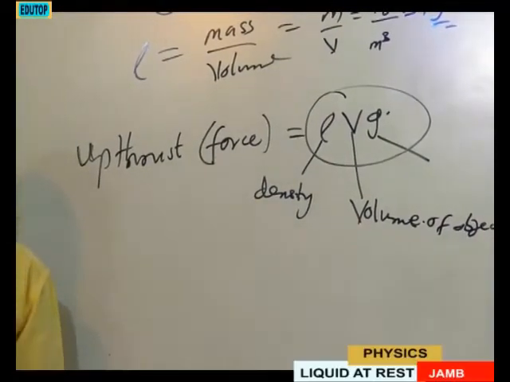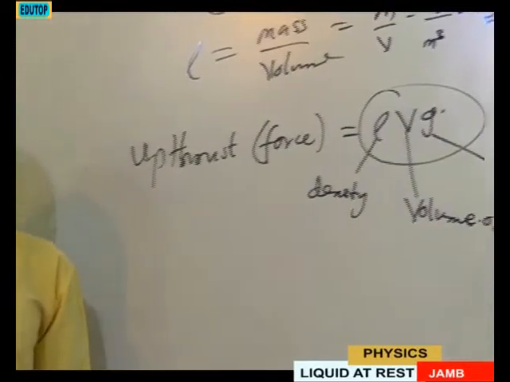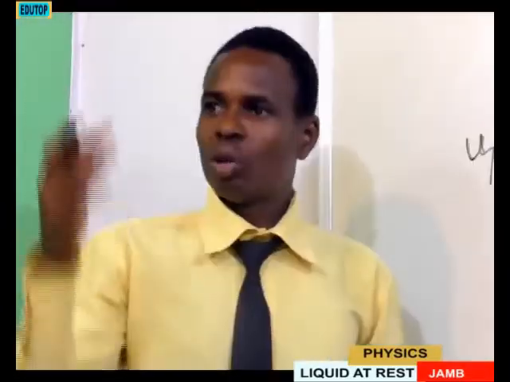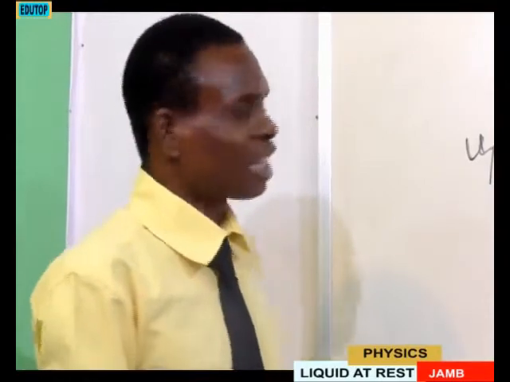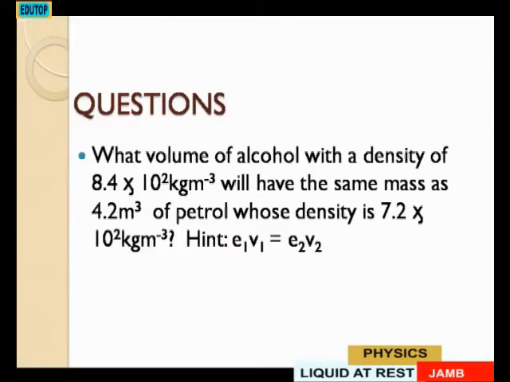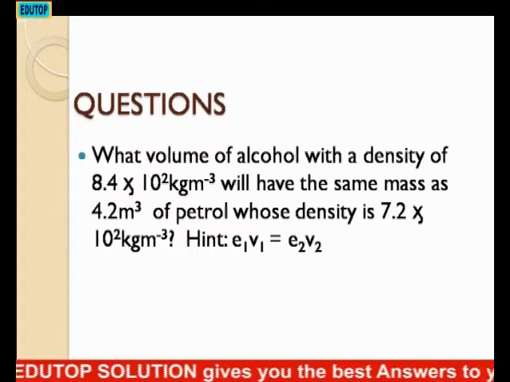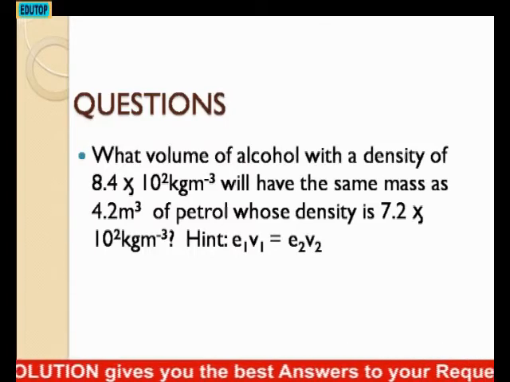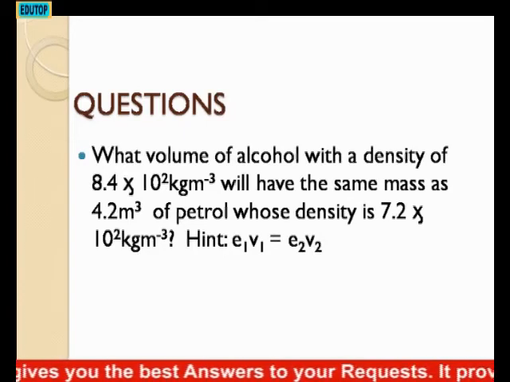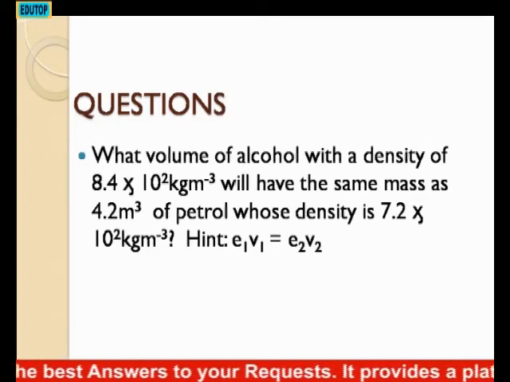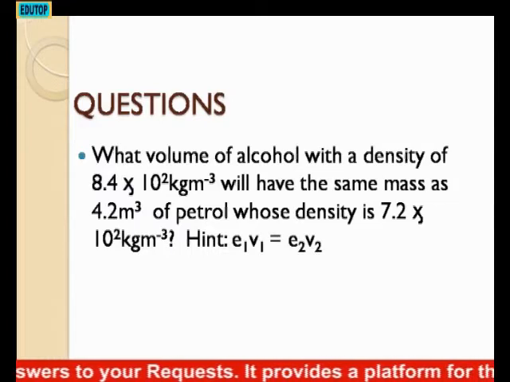From here, we will quickly go and solve the following question. So let's see how the following question can be solved. Question number 1. The question says, what volume of alcohol with a density of 8.4 times 10 to the power 2 kg per meter cube will have the same mass as 4.2 meter cube of petrol, whose density is 7.2 times 10 to the power 2 kg per meter cube.